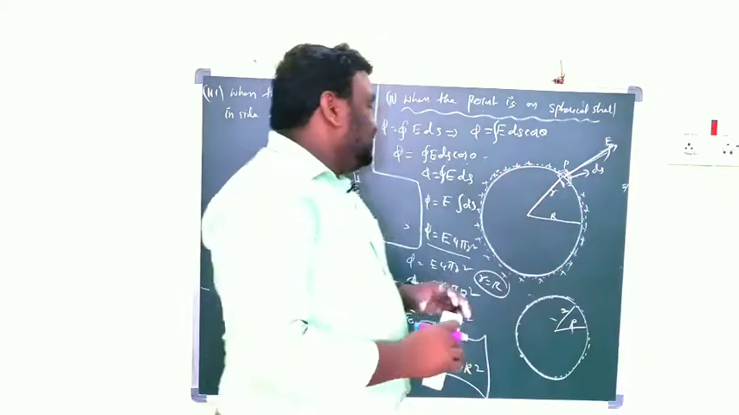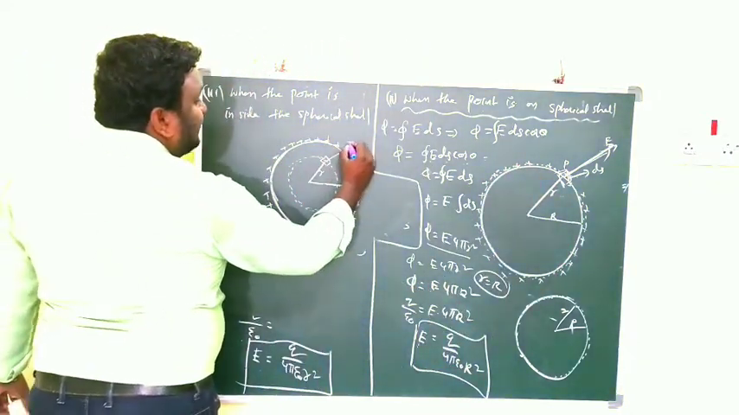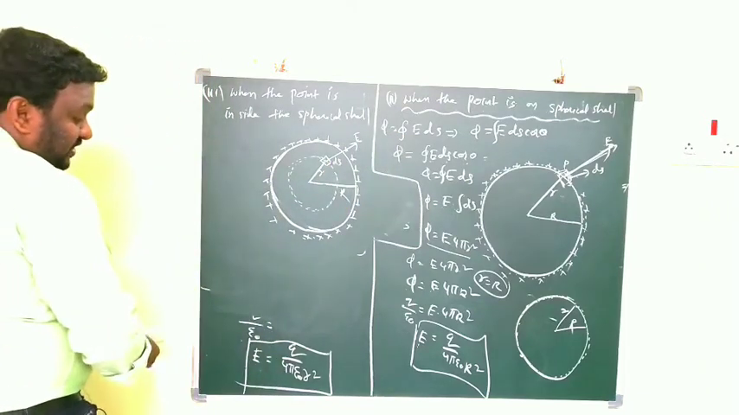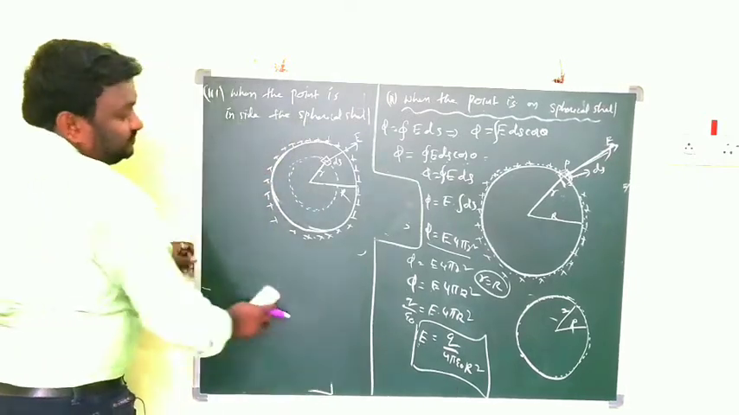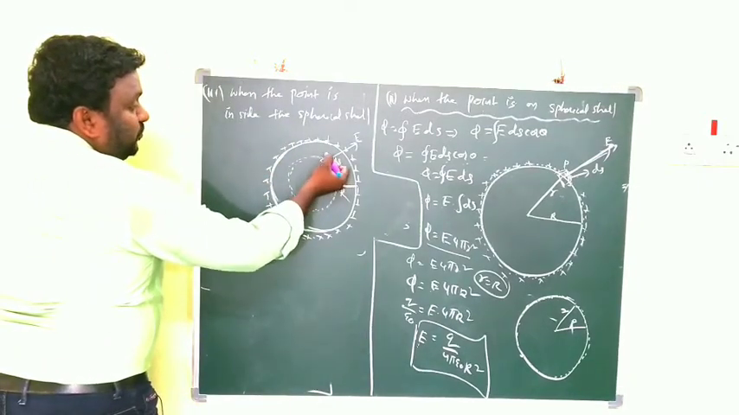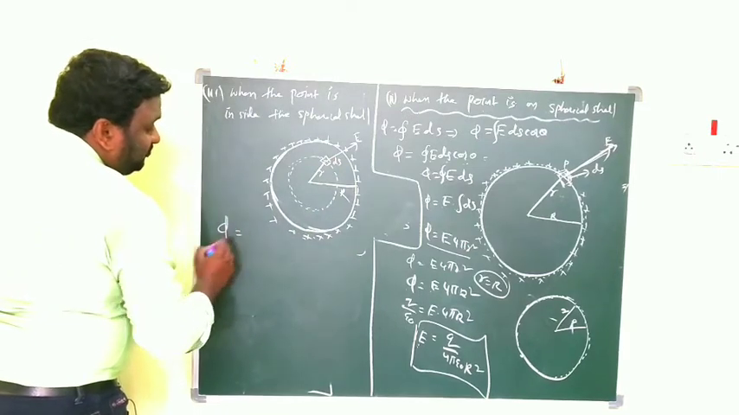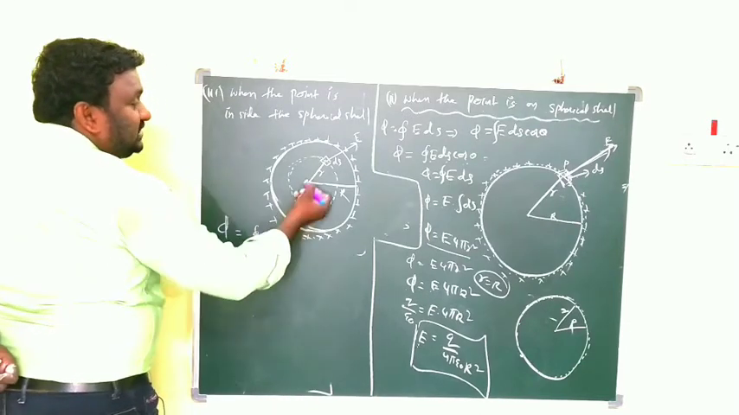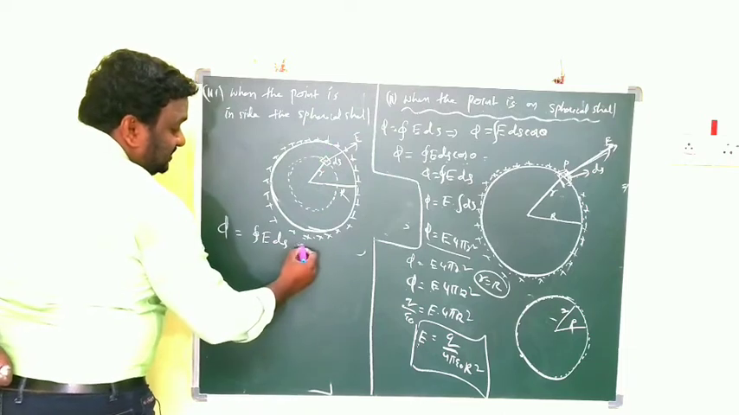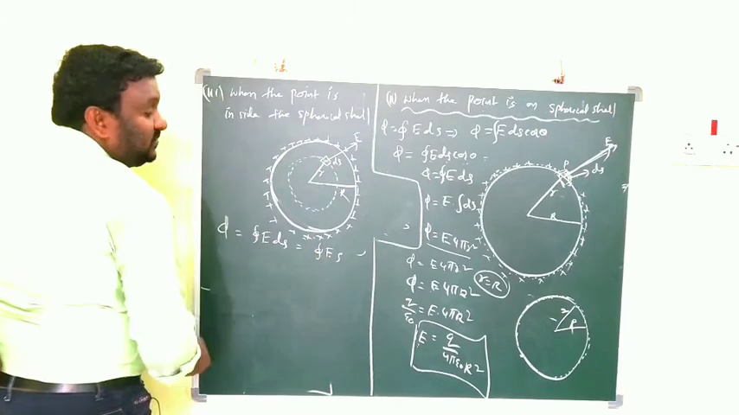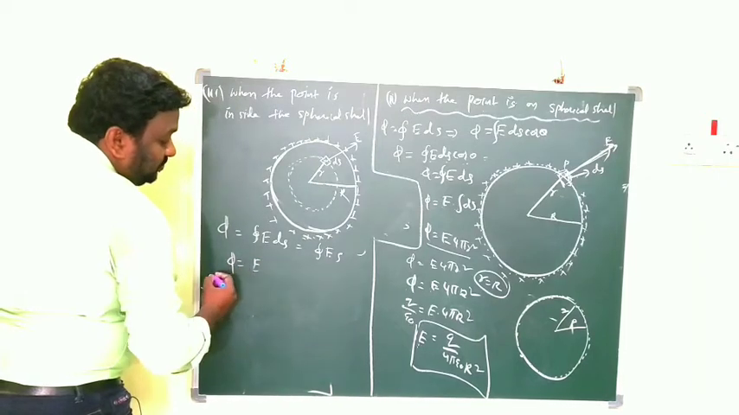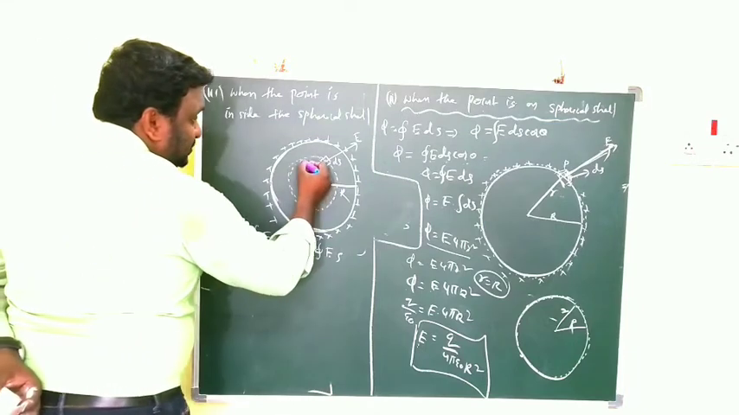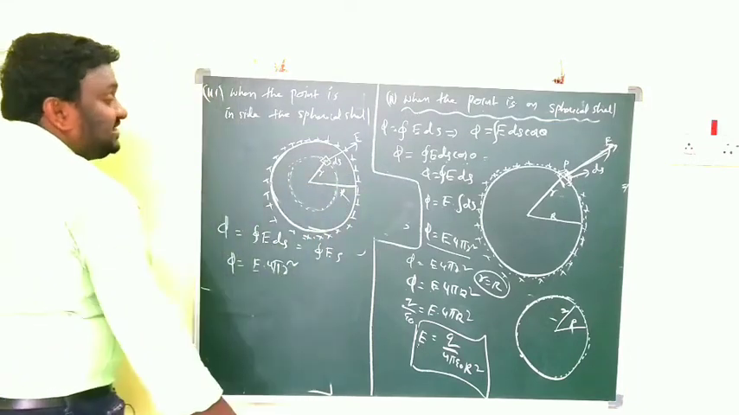So here, this is the electric field intensity direction and this is the element ds. Then what do you write? Again the same thing. Phi is equal to closed integral E dot ds. E and ds are in the same direction, so you get E into S. Then phi is equal to E into 4 pi r square, where small r is the radius of the Gaussian surface.